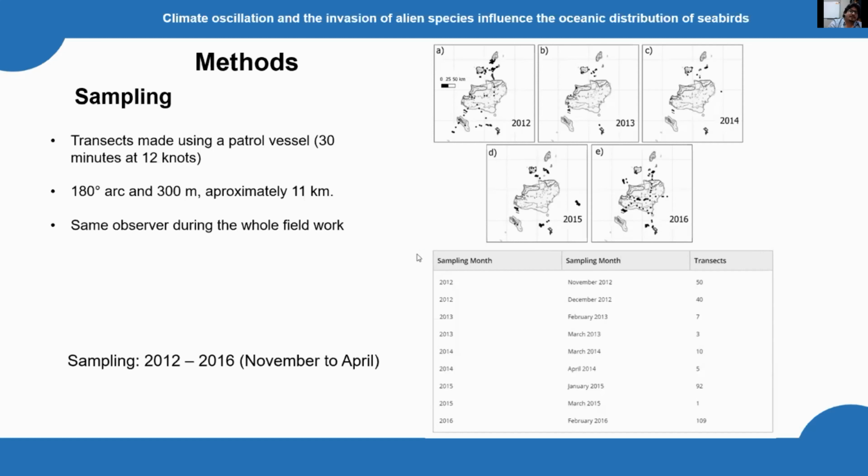Another important thing is that the same observer ran all the research between 2012 and 2016. This particularly reduced the amount of bias provided by having different observers. Unfortunately, I never went there, so the observations were run by Pete Carr, another good researcher who is working in the Indian Ocean.